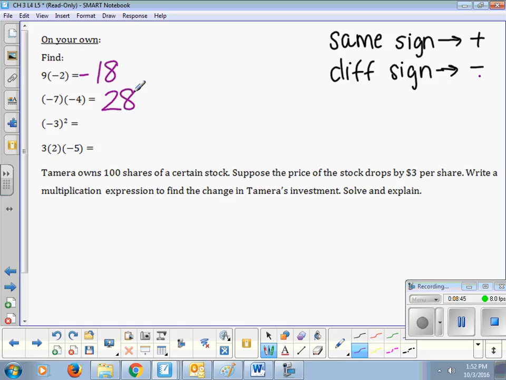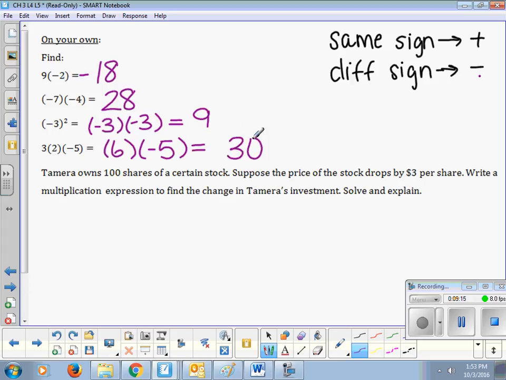For negative 3 squared, negative 3 squared is negative 3 times negative 3. Do we have the same sign or different signs? Same sign, so our answer is positive. What's 3 times 3? 9. And for 3 times 2, what do you get? 6. And then we're multiplying 6 by negative 5. 6 times 5 is 30, and we have different signs, so our answer is negative.